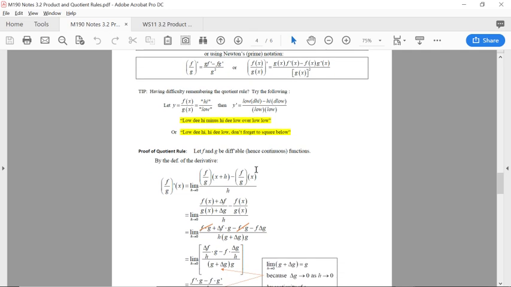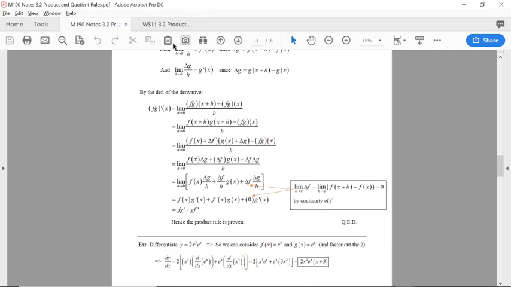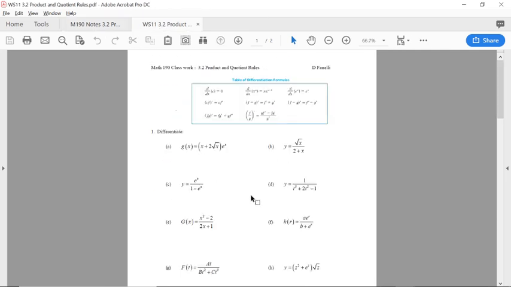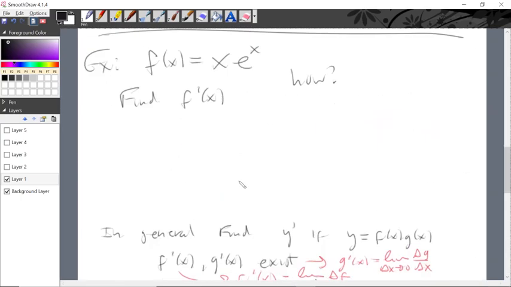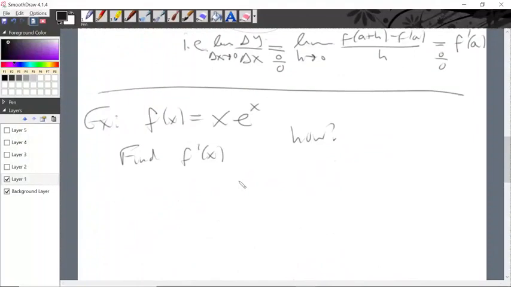Okay, now let's try some examples. We have several here. You also have a worksheet with plenty of examples. Let's start with the one that I wrote down a little bit earlier. How do we find the derivative of this product? Well, we now have a product rule. Use the product rule for differentiation, and now let's apply it to this.